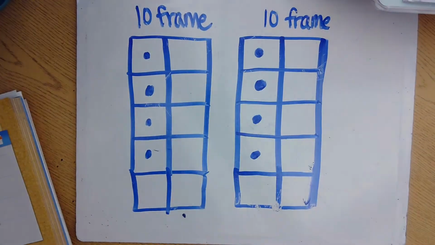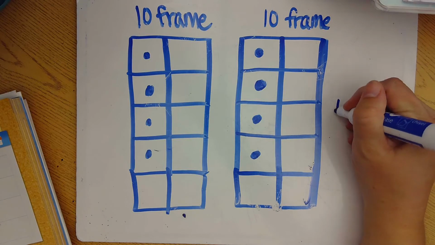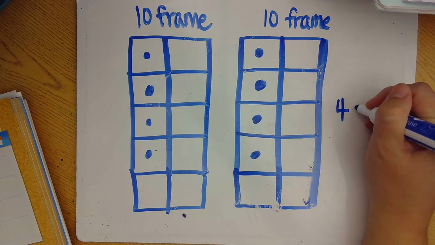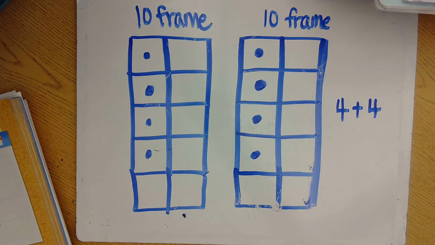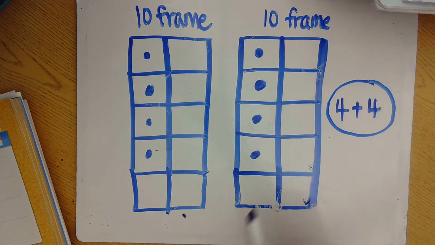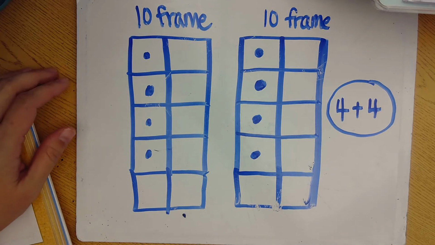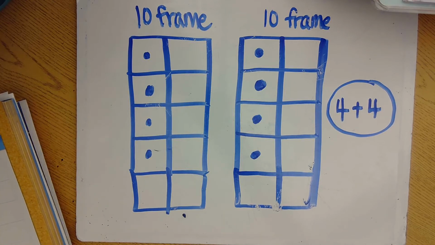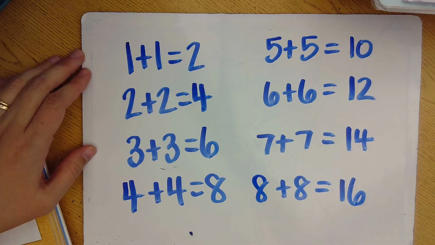Let me take this piece of paper away. So what I saw with my eyes is I saw 4 dots plus 4 more dots. And boys and girls, we call this a doubles fact. We call that a doubles fact. What are some other doubles facts that you know? Let's go ahead and write down a couple.